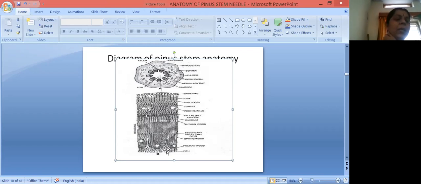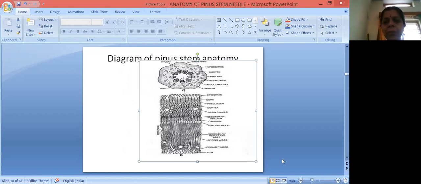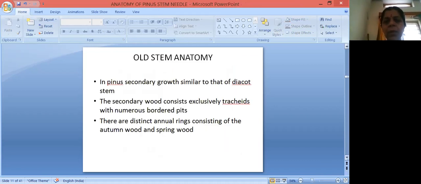And anyhow, xylem is endarch. Endarch means the metaxylem is towards the outside and protoxylem towards the inside. We can find resin canals in the xylem zone also. This is the secondary medullary ray. Each and every vascular bundle is separated by medullary rays. These medullary rays are filled with albuminous cells as well as tracheal cells. So this is the anatomy of the secondary growth and the whole stem anatomy.